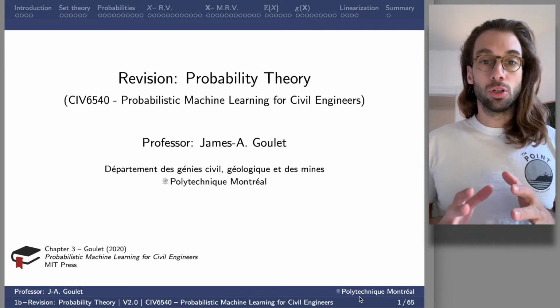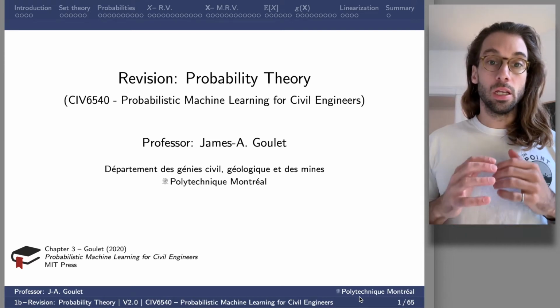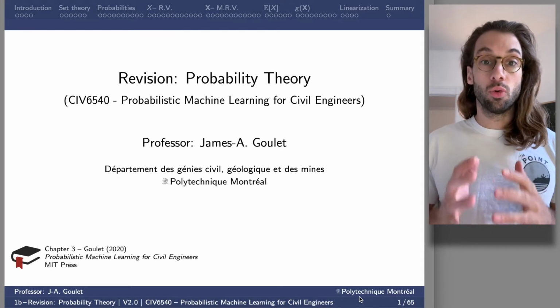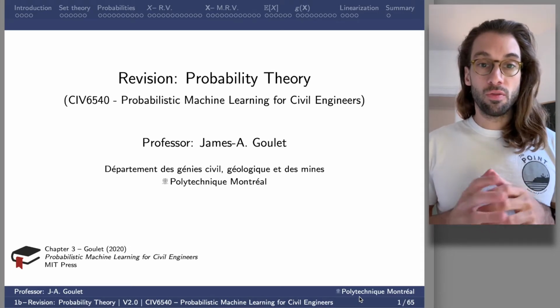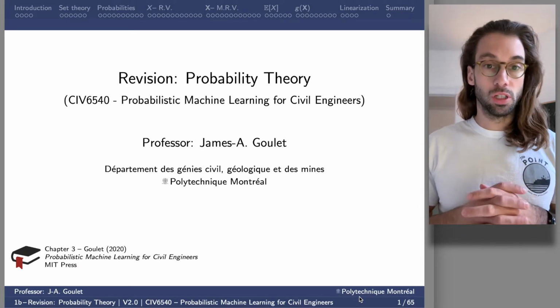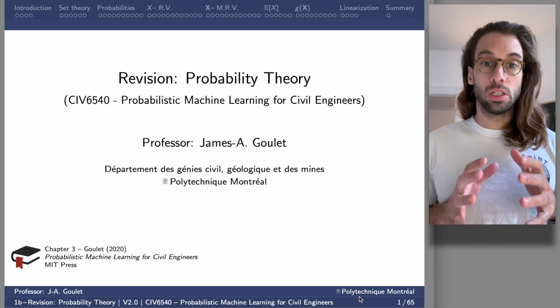We're going to cover module 1b, which consists of the revision of core concepts associated with probability theory. The main reference for this chapter is the book for the class, Probabilistic Machine Learning for Civil Engineers. We're going to cover what's in chapter 3.